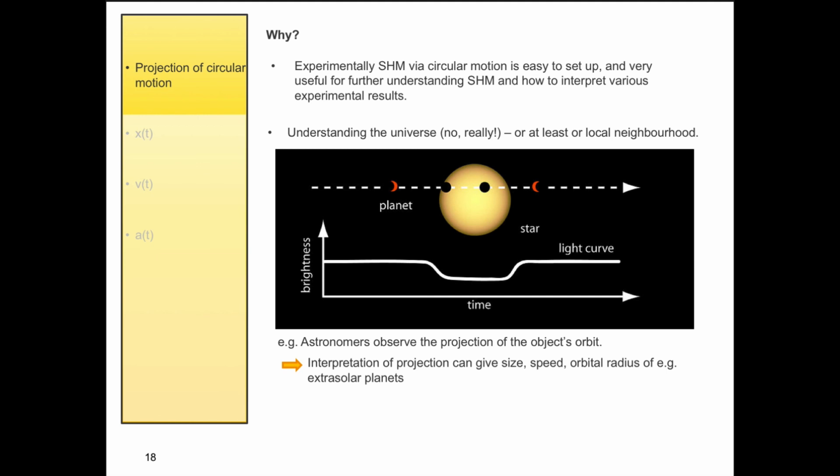The interpretation of that, in this case, can give us, for example, at a basic level, the size, the speed, and the orbital radius of extrasolar planets or the stars in a binary star system. So at its most basic level, understanding that circular motion can be interpreted or described by simple harmonic motion really does allow us a much greater understanding of the universe that we live in.